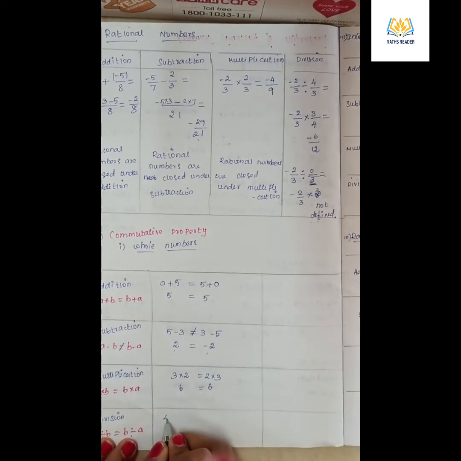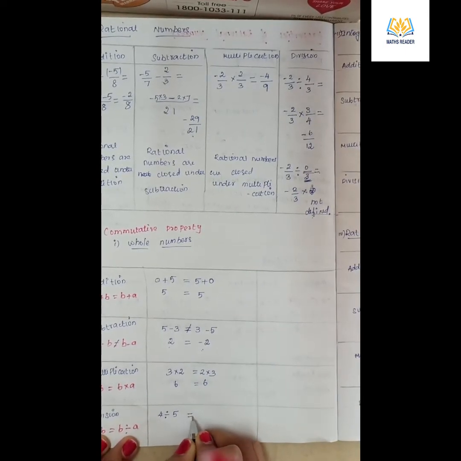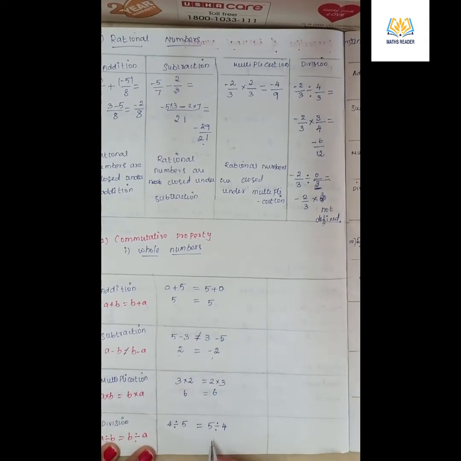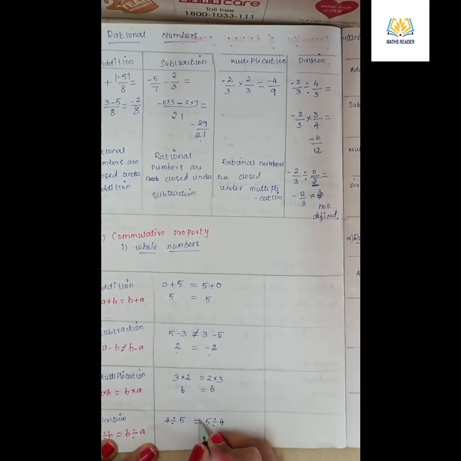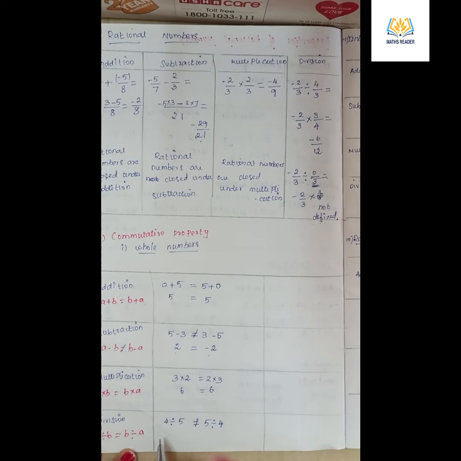Next we will check for division. 4 divided by 5 is equal to 5 divided by 4. Both are equal or not? 4 divided by 5 is not equal to 5 divided by 4. Because we will get different answers for both these terms. So 4 by 5 is not equal to 5 by 4. So division does not satisfy the commutative property. A divided by B is not equal to B divided by A. So this commutative property satisfies addition and multiplication.